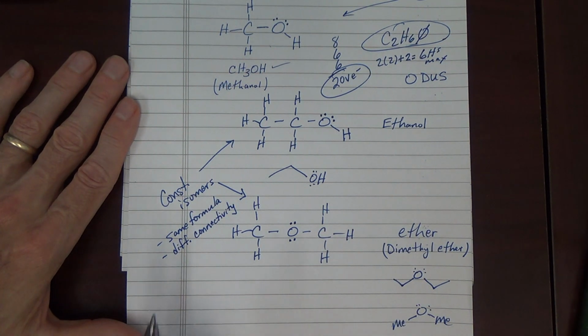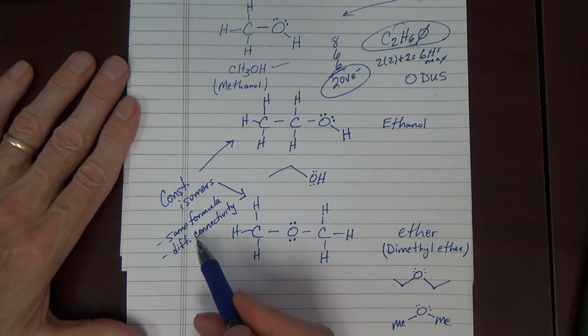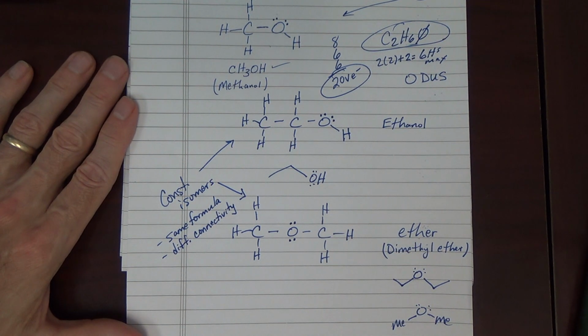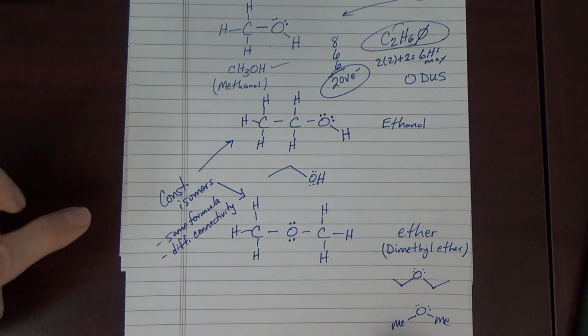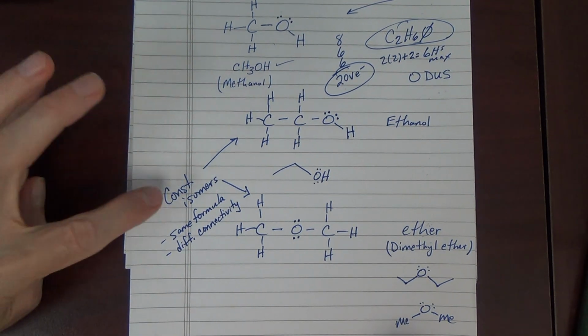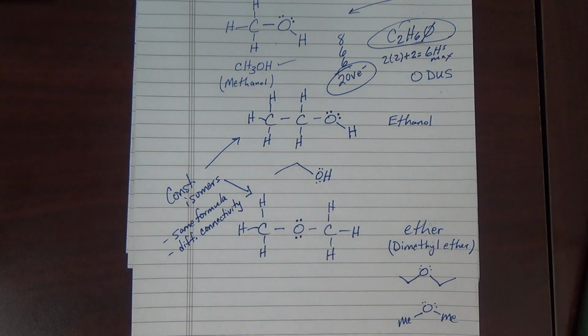When we get to stereoisomers, those will have the same connectivity. Those will differ by spatial orientation of the groups. Okay, you need to know the different types of isomers. So we came up with 2 different constitutional isomers, and I think that's all you're going to be able to come up with.